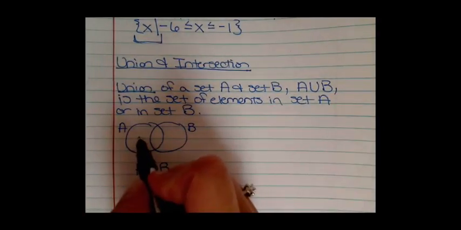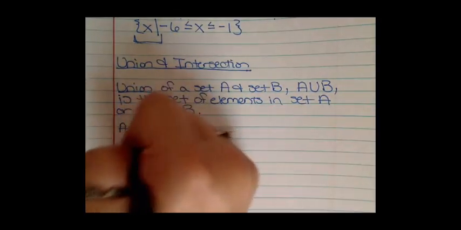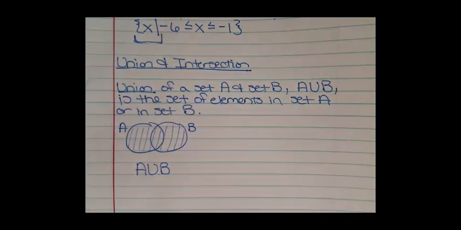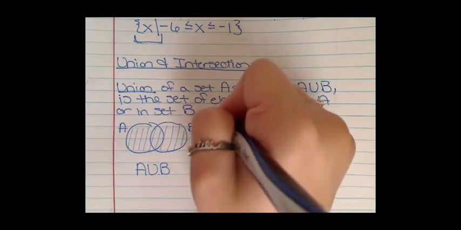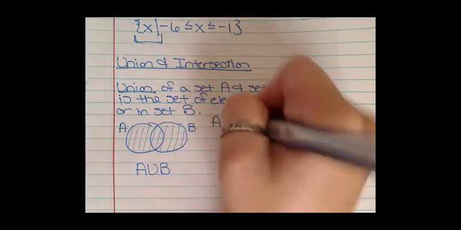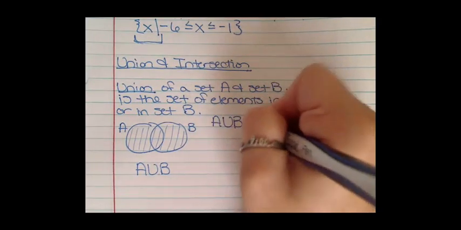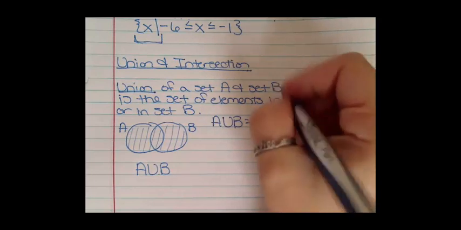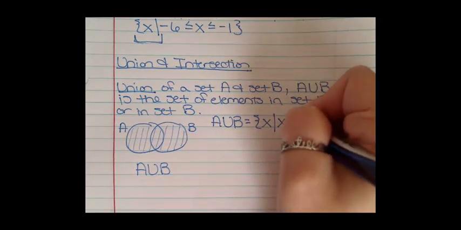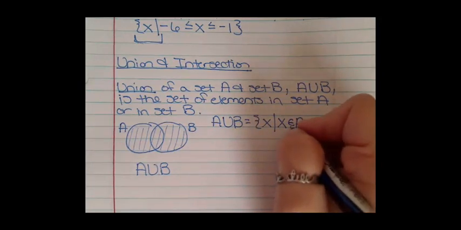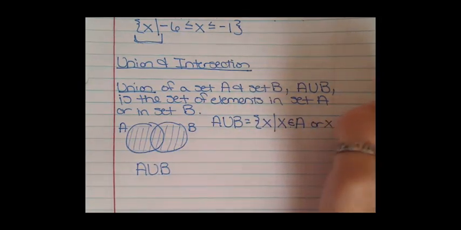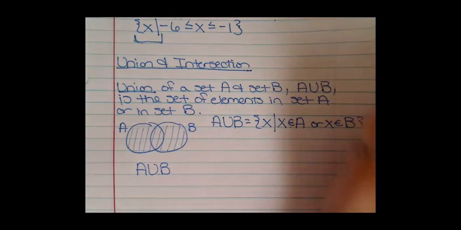And you can sometimes see that written as A union B equals, and here's our set builder notation, x such that x is an element of A, and that's what this little symbol means, is an element of, or x is an element of B. With this little E thing meaning is an element of.